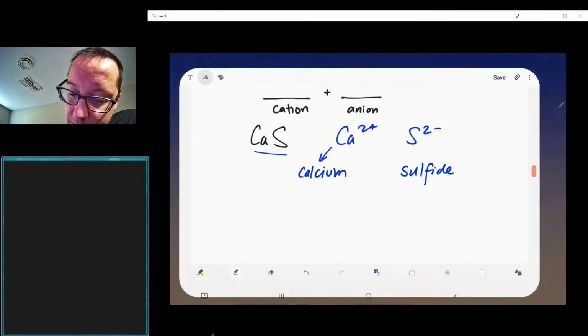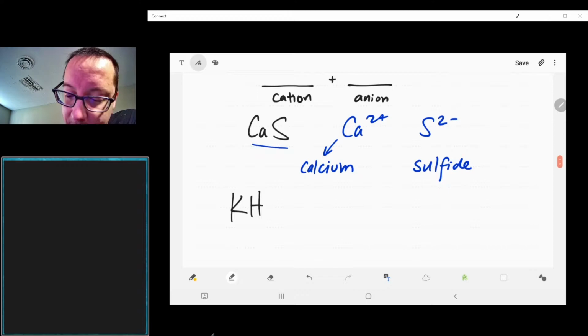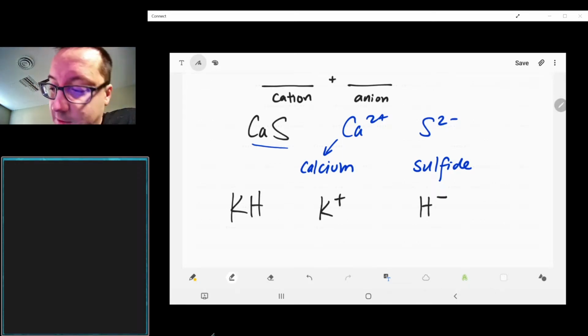All right, how about this one? Notice also in the formula that the positive one always comes first. So that's another component of this naming. So this is going to be made of these two ions.